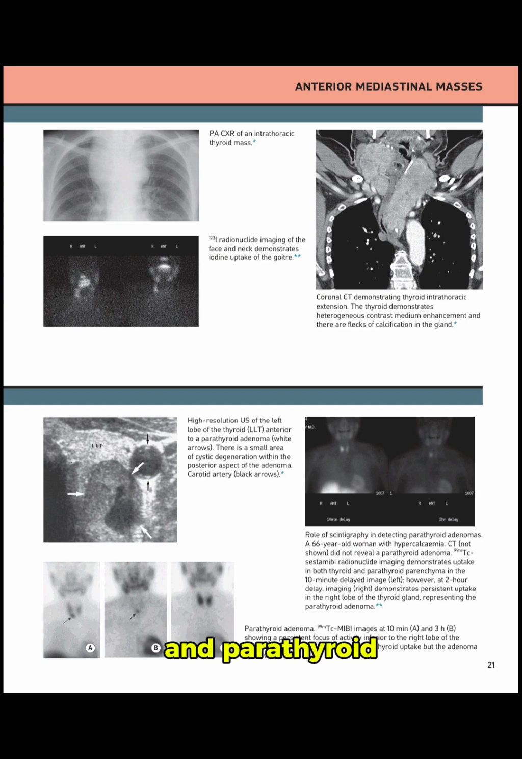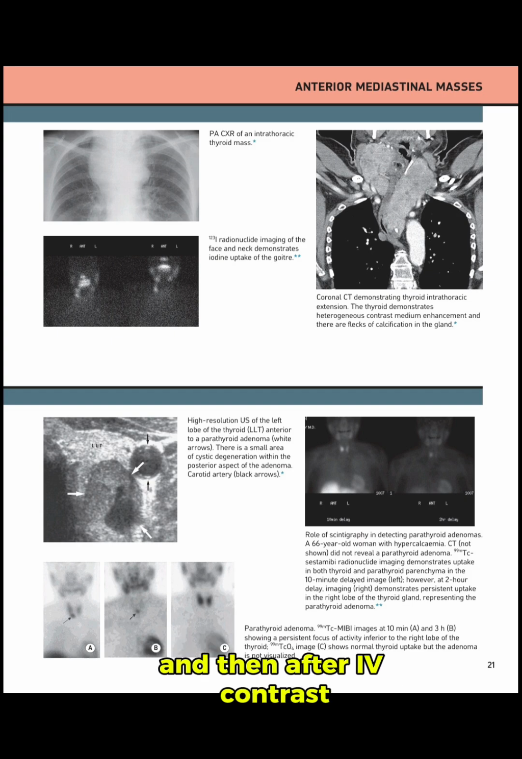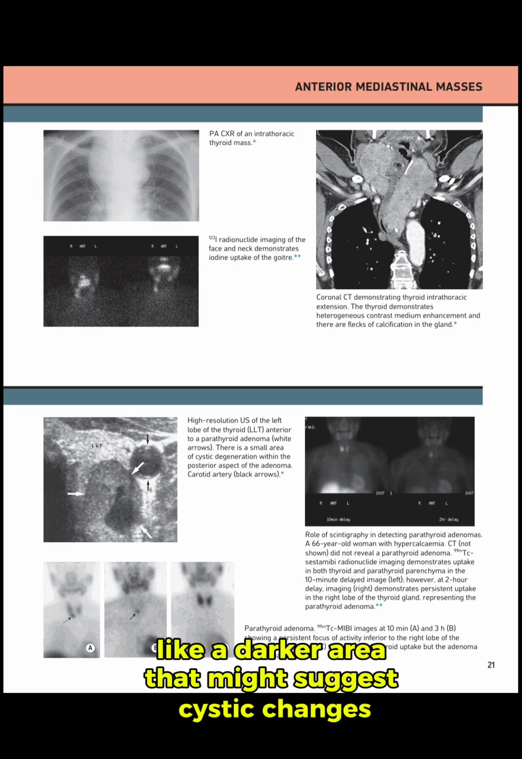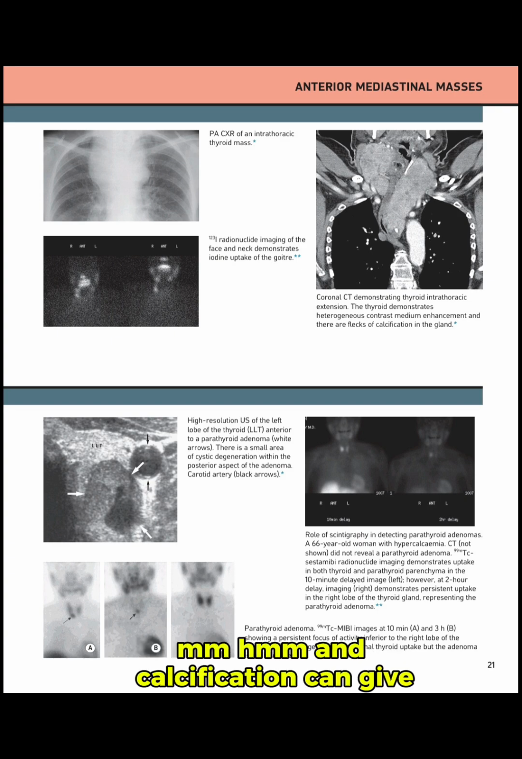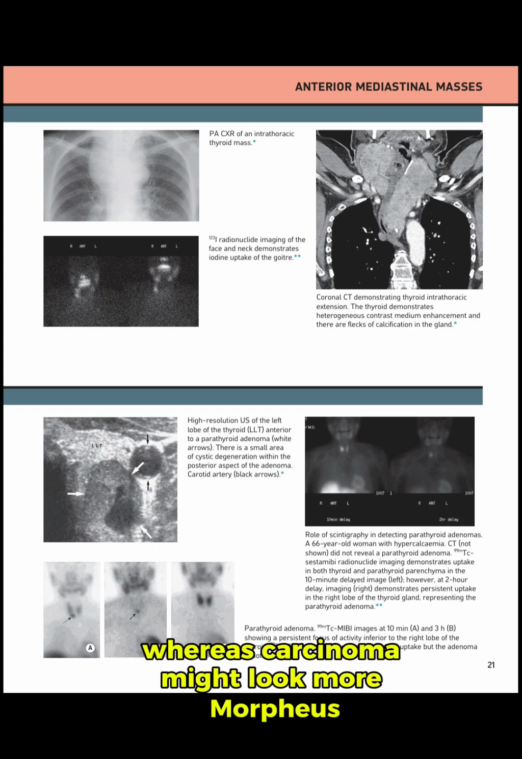And parathyroid masses have this interesting feature. They often appear denser, higher attenuation, before you even give contrast. Oh, really? Before contrast? Yeah, it's thought to be due to the inherent iodine content. And then after IV contrast, they show really intense enhancement that lasts for a while. If you see low attenuation, like a darker area, that might suggest cystic changes. And calcification can give clues. Too, benign tends to be rounded, whereas carcinoma might look more amorphous, kind of cloud-like.